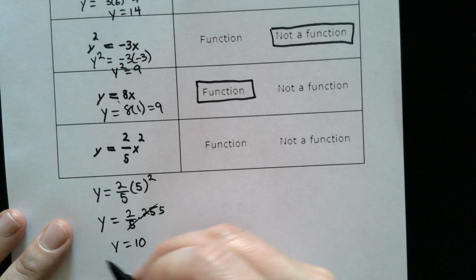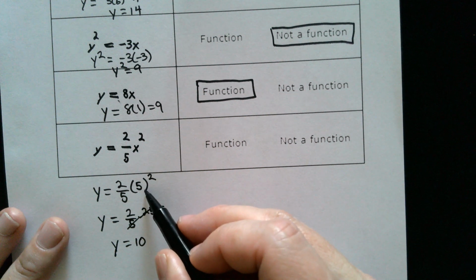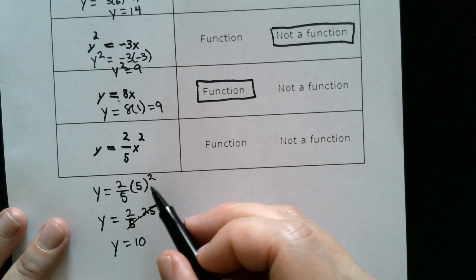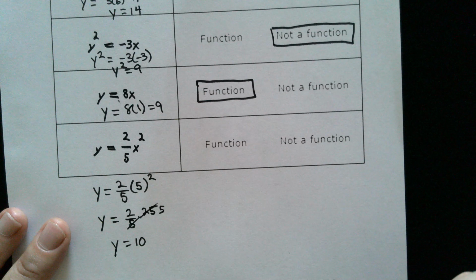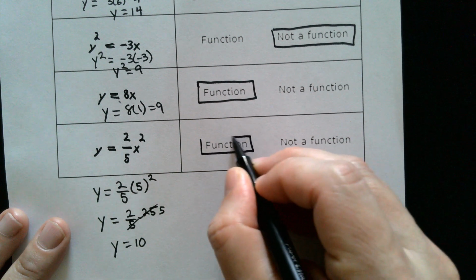Is there anything else y can be if x is equal to 5? Is there any number other than 10 that y can be to make this true? And the answer is no. 10 is the only one. 10 equals 10 is the only way you can make that work. So this one is a function.